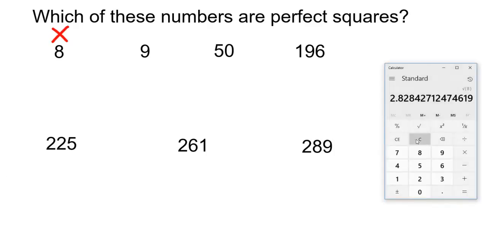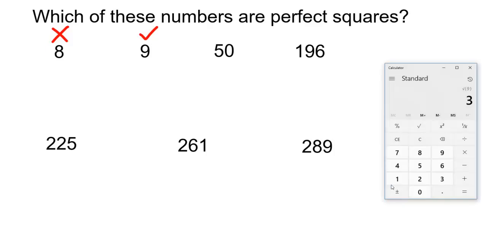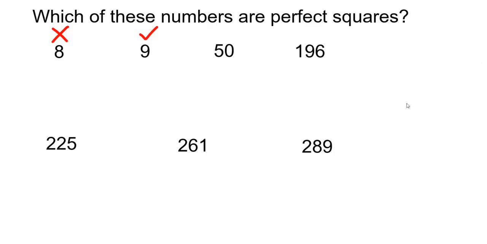For the next number, type in 9, push the square root button, and you get a whole number, which is 3, and therefore it is a perfect square. For 50, type in 50, push the square root button, and you get 7.07. Therefore, it is not a perfect square.